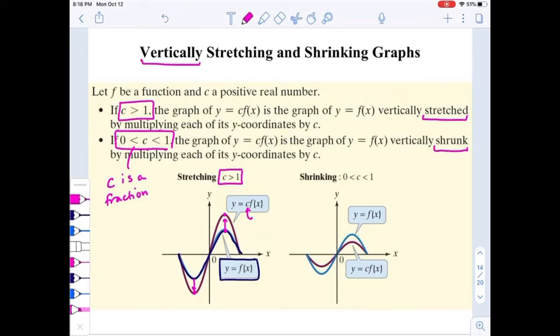The other one talks about when you have that shrink. Again, we go back to that blue function as the original. Our y equals f of x is that blue line. And if we have a value that is in between 0 and 1, that means it's going to shrink it down. It's going to make it smaller. It's going to be half the distance it was from the x-axis, if you want to think of it in terms of that. So stretching, you're getting really big. Shrinking, you're getting small.